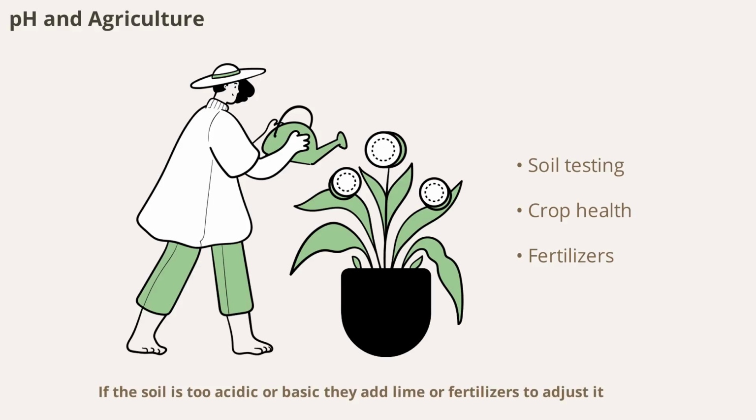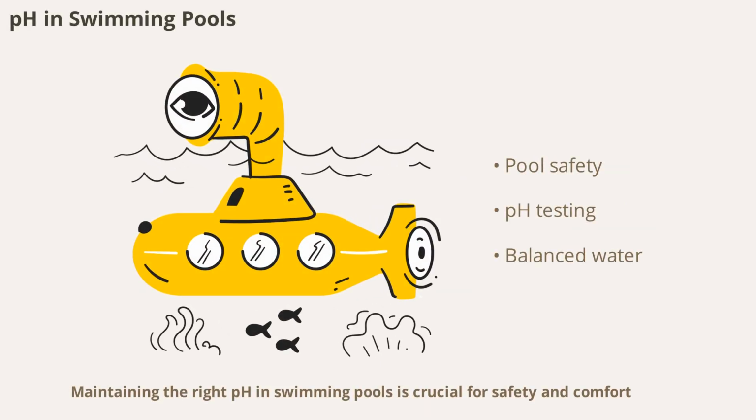If the soil is too acidic or basic, they add lime or fertilizers to adjust it, promoting healthy plants and better harvests. Maintaining the right pH in swimming pools is crucial for safety and comfort. If the water is too acidic, it can irritate skin and eyes. If too basic, it can cause scaling and cloudy water.